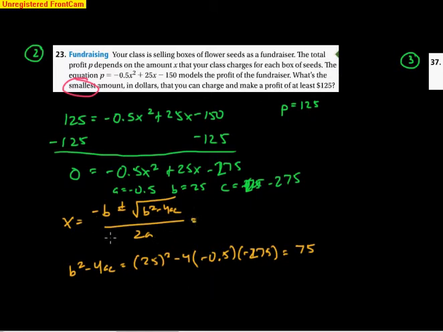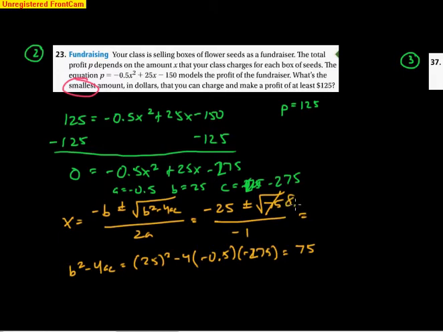So in this quadratic formula, I will put the opposite of b. b is 25. The opposite of 25 is negative 25. Plus or minus the square root of my discriminant, which I just found was 75. All over 2 times a. a is negative 0.5. 2 times negative 0.5 is negative 1. And now I'm going to take the square root of 75. This is a word problem, so we are going to use decimals, and it's money, so we're going to round to 2. So the square root of 75 is 8.66.